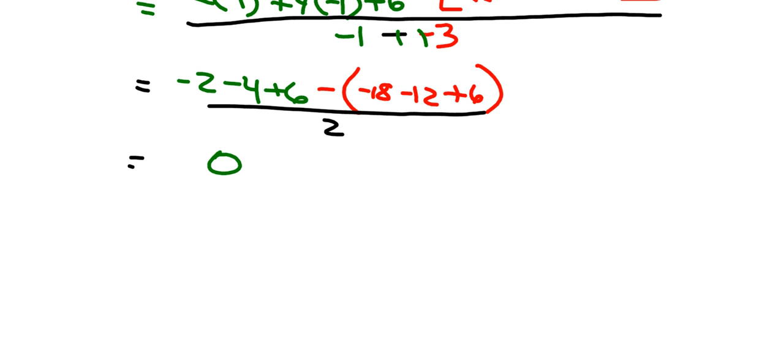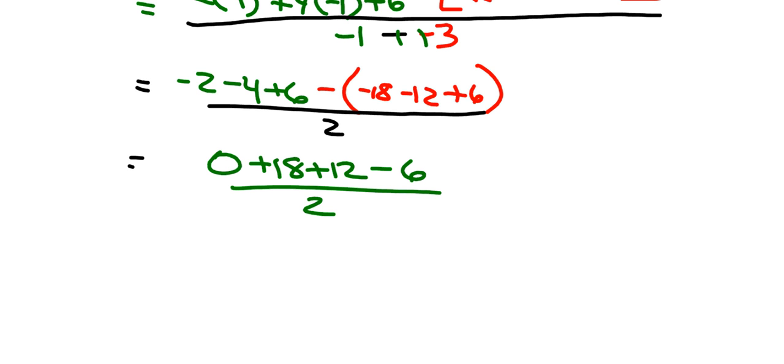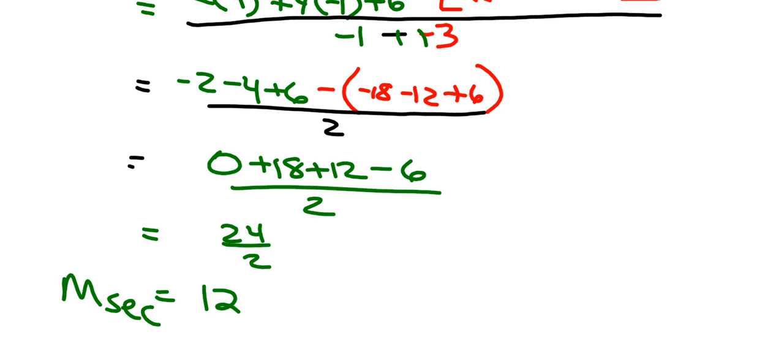Then maybe I will distribute this. So I have plus 18 plus 12 and minus 6, over 2. And so 18 and 12, 30 minus 6, 24 over 2. And so our m secant should be 12. Hooray, it's right.